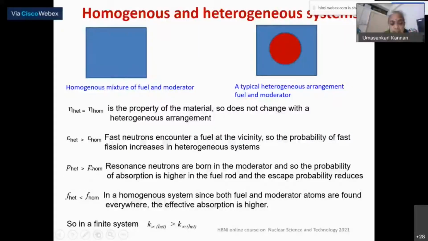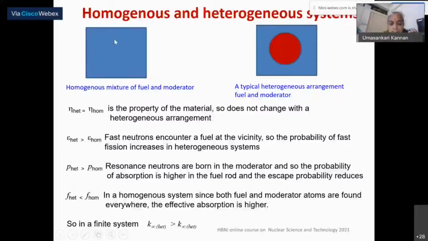Similarly, for p heterogeneous, the resonance neutrons are born here in the moderator because they get slowed down here, and there will be more probability for the neutron to get absorbed in the fuel rod, and so therefore p heterogeneous is also going to be larger than p homogeneous.